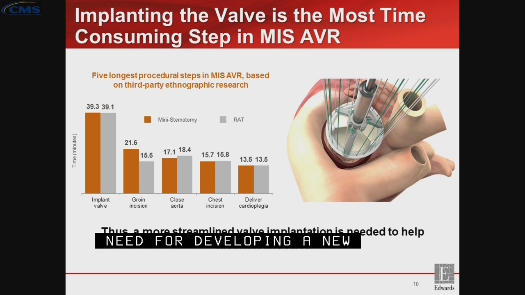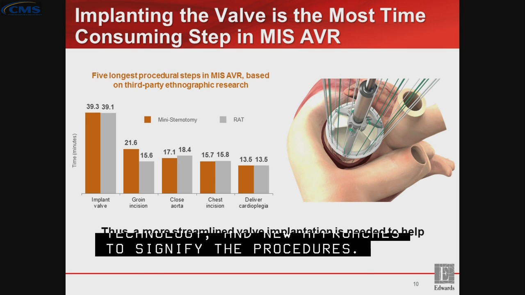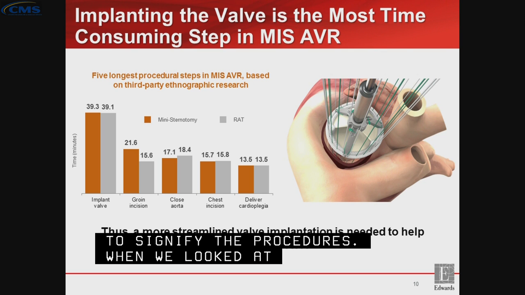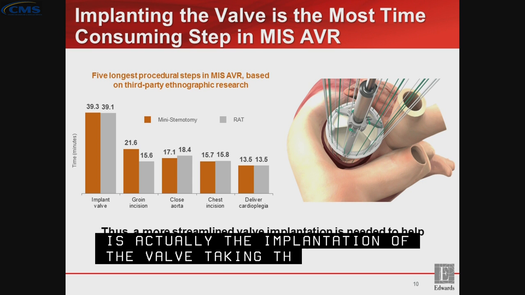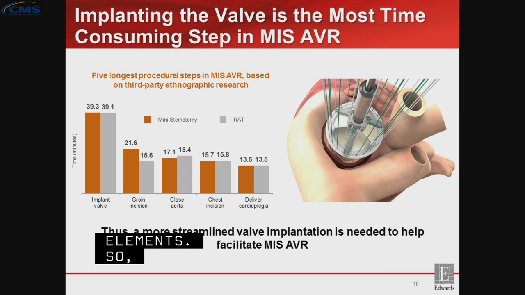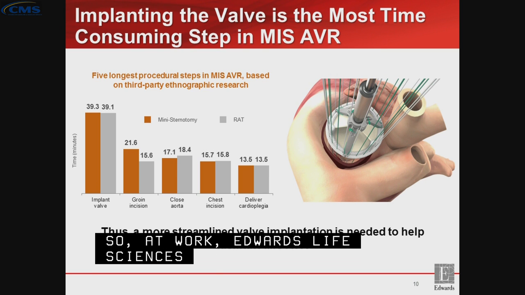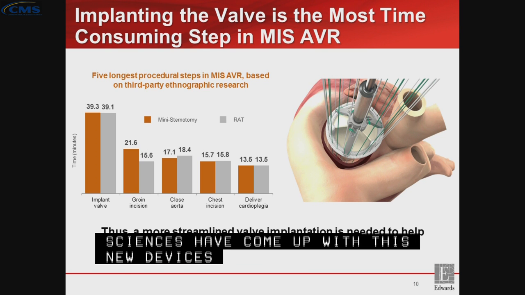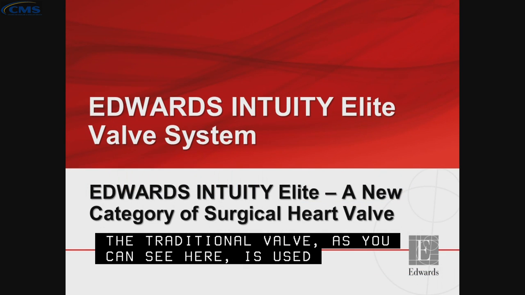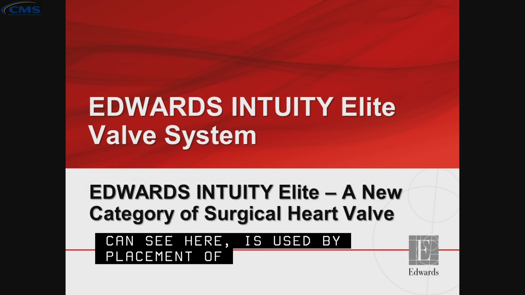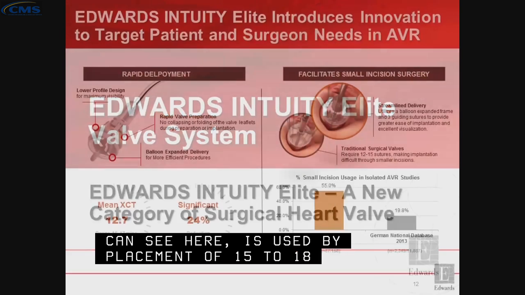When we looked at the procedural steps, most of the time, it's actually the implantation of the valve that takes longer than any other element. So Edwards Lifesciences came up with this new technology, a new device, which simplifies the procedure. Now the traditional valve, as you can see here, is placed using 15 to 18 sutures. In the next few slides, I'll take you through the Edwards Intuity Elite system.